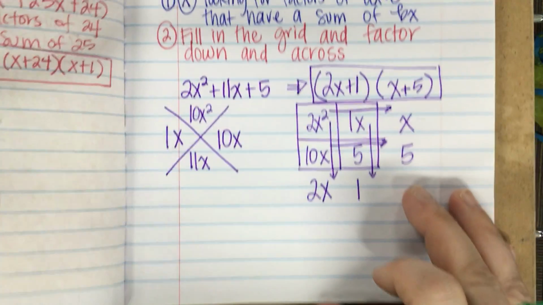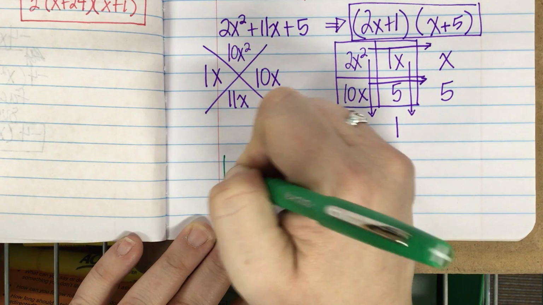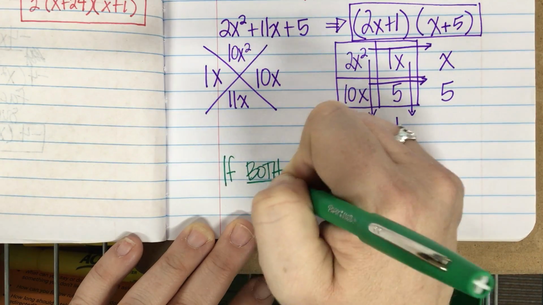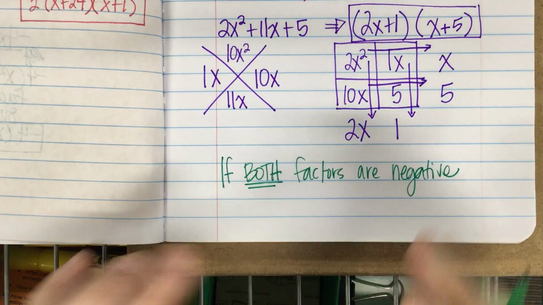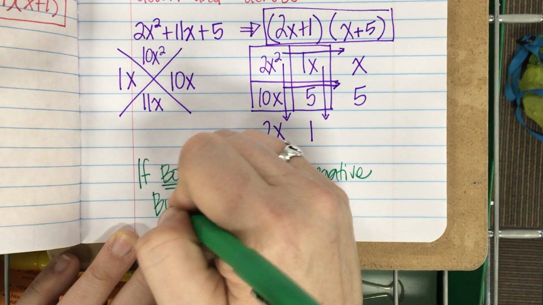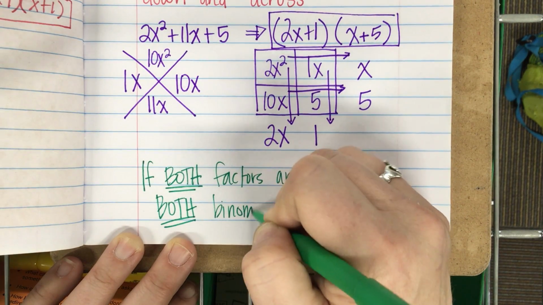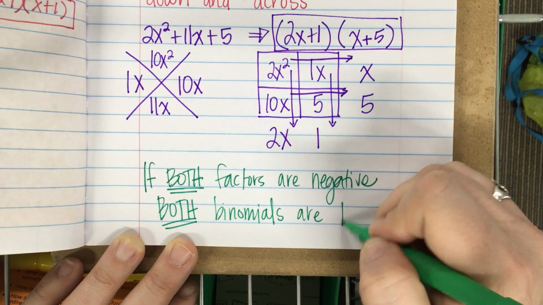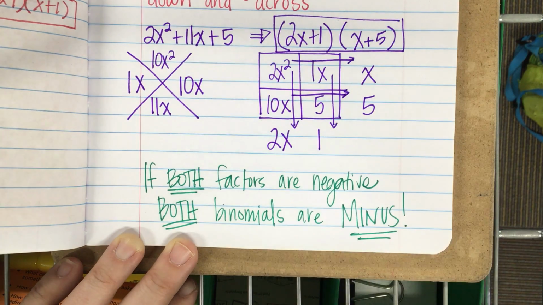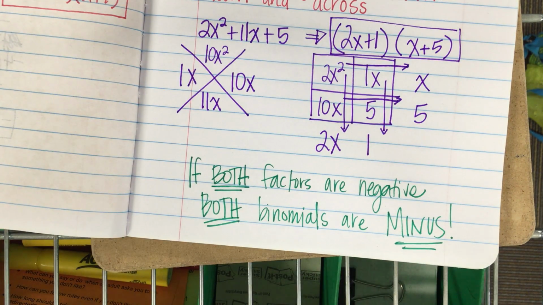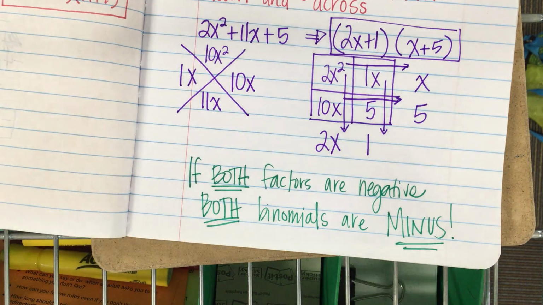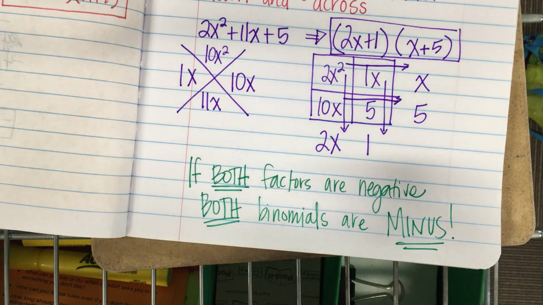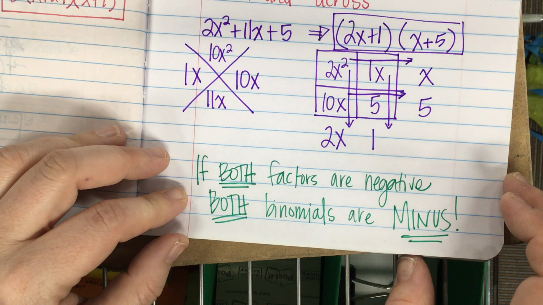Last piece of advice before we practice. If both factors are negative, both binomials are minus. If both factors are negative, both binomials are minus. All right, we're going to do a couple practice problems and then we are done.